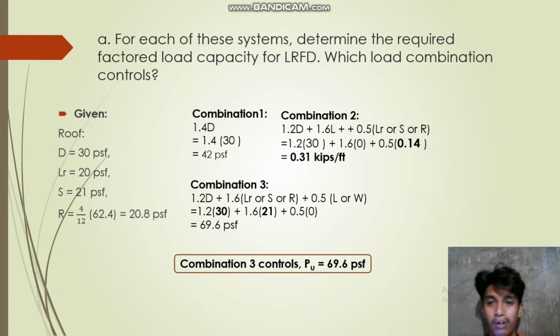roof load or snow load or required rain load is equal to 1.2 times 30 plus 1.6 times 0 plus 0.5 times 0.14. Then it is equal to 0.31 kips per feet. Combination number 3: 1.2 dead load plus 1.6 roof load or snow load or rain load plus 0.5 live load or wind load is equal to 1.2 times 30 plus 1.6 times 21 plus 0.4 times 0, since there is no live load and wind load, and it is equal to 69.6 PSF. Therefore, combination 3 controls. Pu is equal to 69.6 PSF.